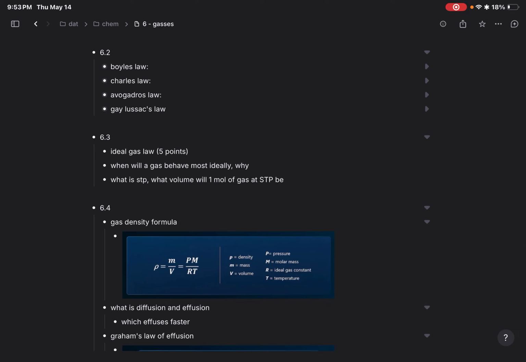Okay. Ideal gas law, 5 points. What are the 5 points? The force exerted is minimal between the two. Ideal gas law, 5 points. I just have to think.